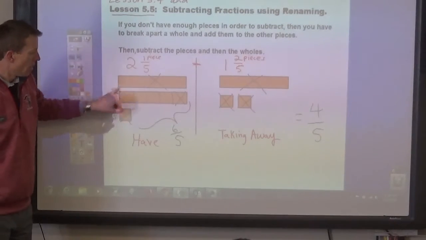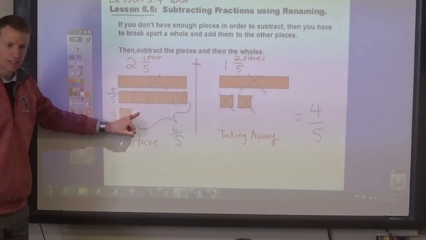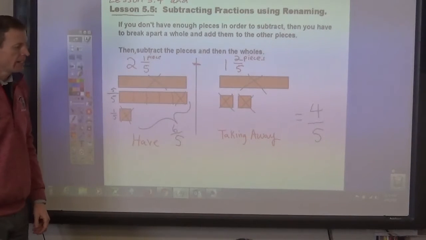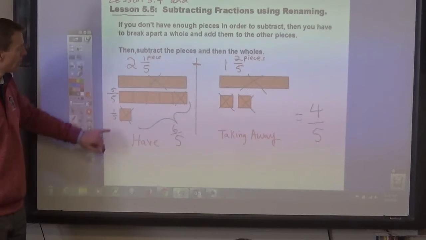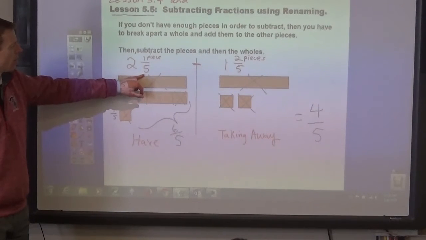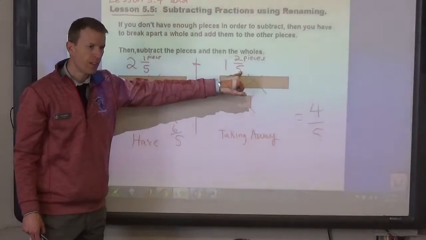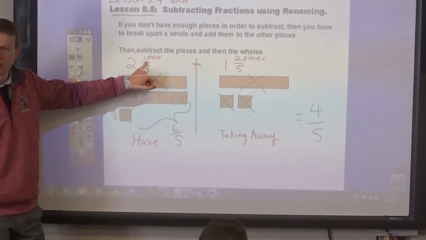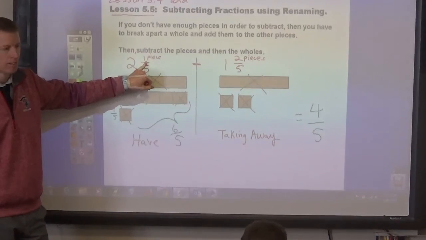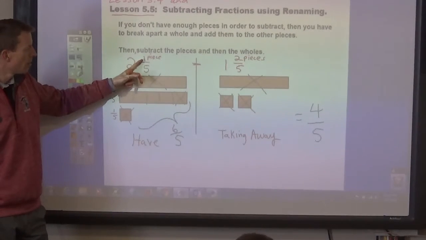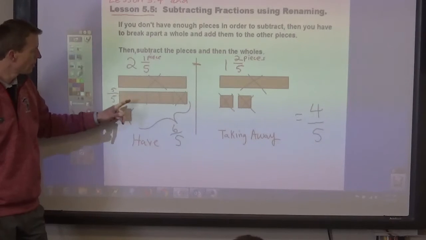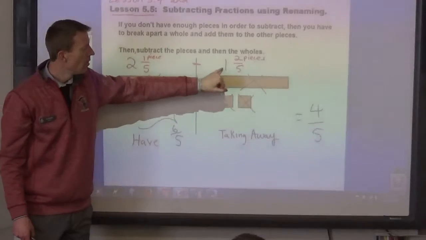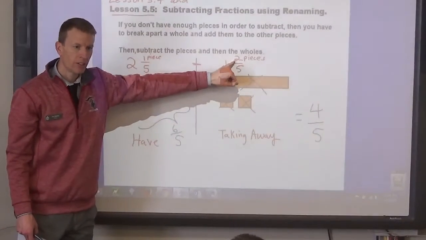And so, given what you have to decide, do I have enough pieces in order to take away the pieces that I need to take away? So look at this example. 2 1/5 minus 1 2/5. The top number in the fraction always tells you the number of pieces. So this has 2 wholes and 1 piece. And we have to take away 1 whole and 2 pieces.